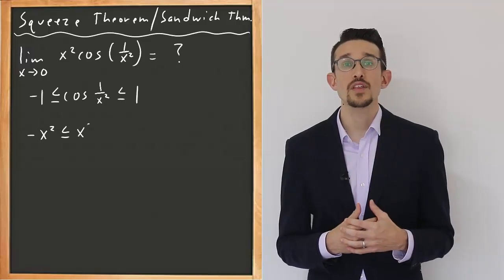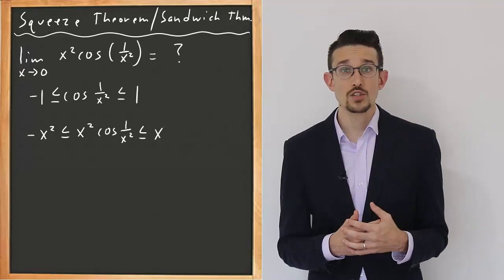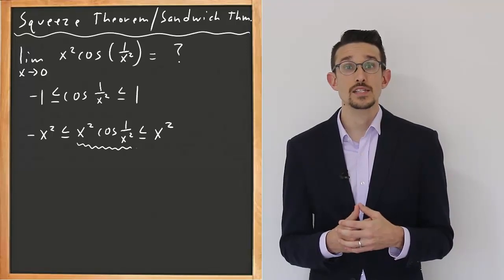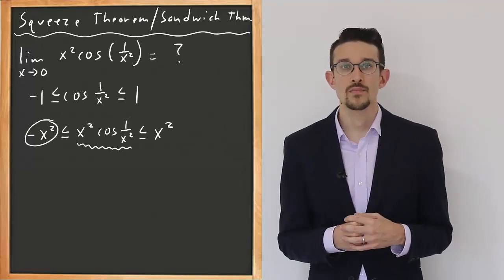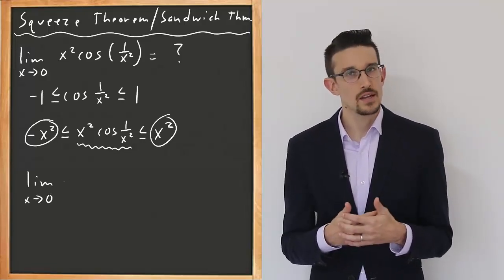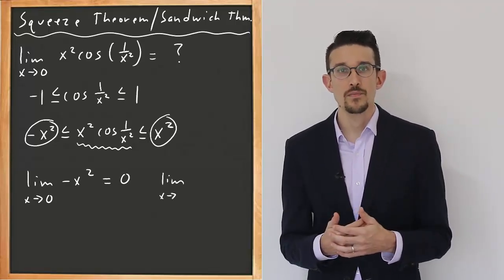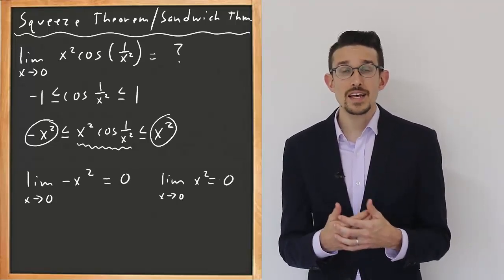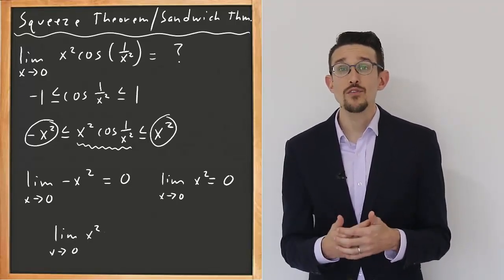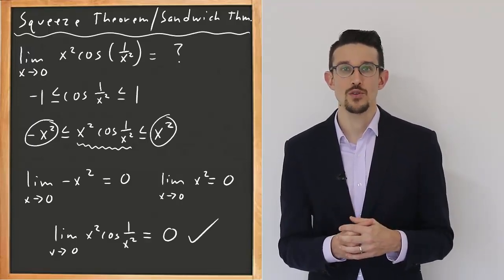Now let's multiply everything by x squared so we end up with our given function in the middle. -x squared is less than or equal to x squared cosine of 1 over x squared is less than or equal to positive x squared. So what we've done here is we've sandwiched our given function, which is complicated and messy, between two simple functions, -x squared and x squared. And since the limit as x approaches 0 of both -x squared and x squared is 0, and our given function has to be in between them, the limit we are looking for must be 0.